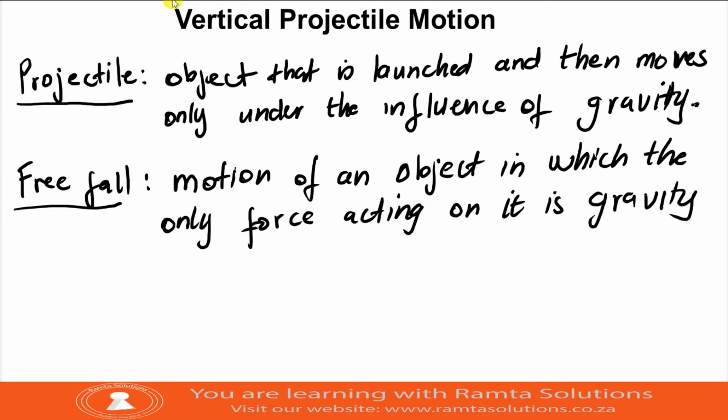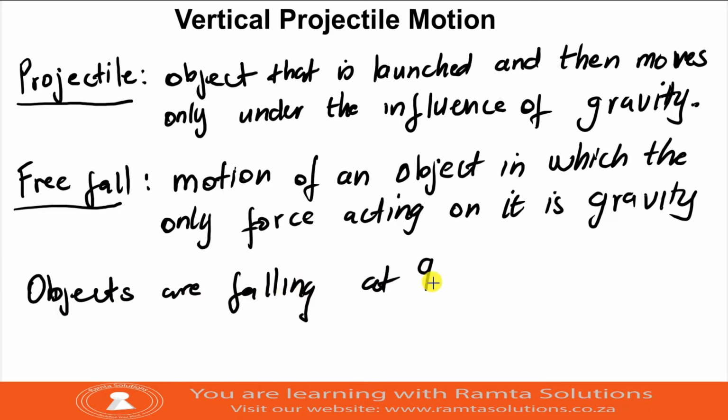So the two definitions I gave you: projectile is an object and free fall is a motion. A projectile is an object that is launched and then moves only under the influence of gravity, while free fall is motion of an object in which the only force acting on it is gravity.